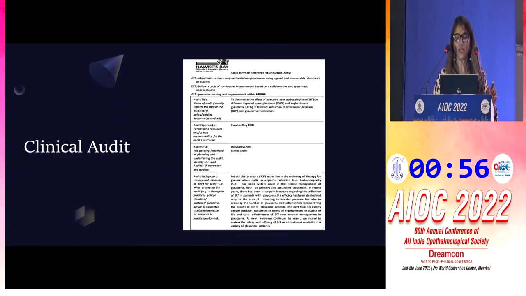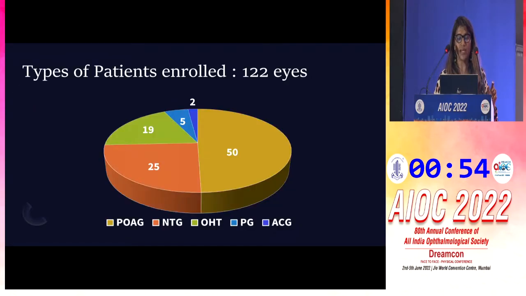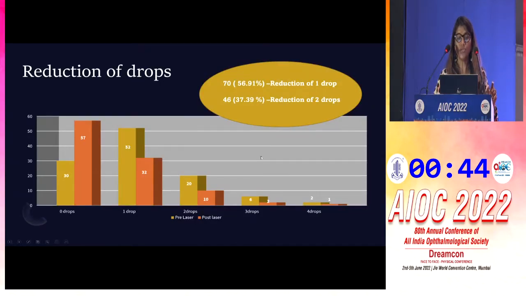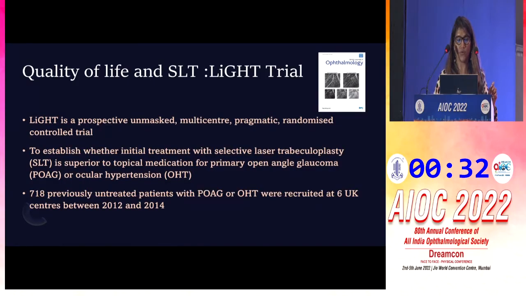Now, we did a clinical audit at our place over 1 year. We enrolled different types of glaucoma, and a reduction in intraocular pressure of 72.95% was seen. Also, there was a reduction in the number of drops. Almost 56.9% of patients showed a reduction of 1 drop, and 37.39% showed a reduction of 2 drops.